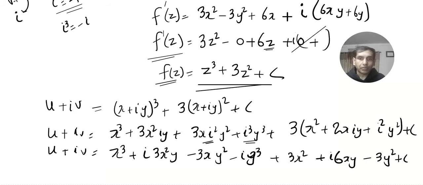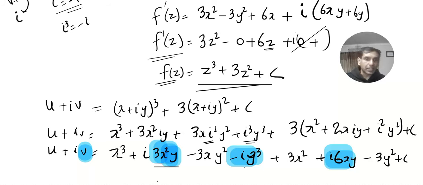Now I want v. So I'm going to pick the quantities along with i, including that negative. That's it. So we got the value of v: 3x square minus y cube plus 6xy plus c.